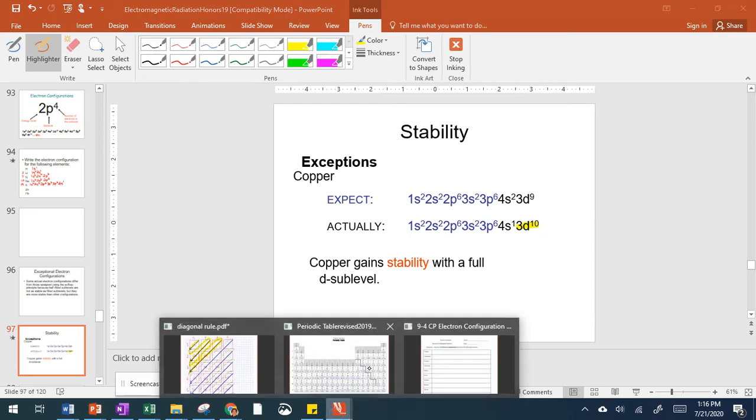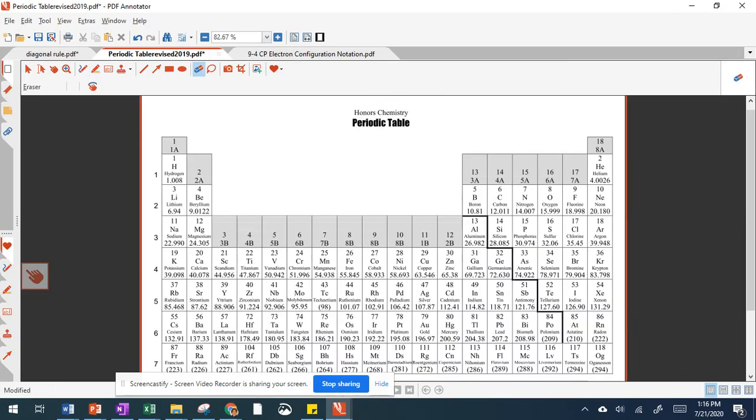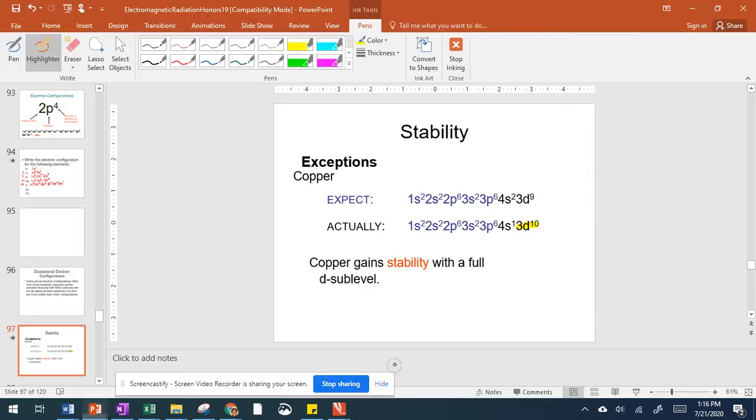This is very stable. So it'll shift an electron from the S to the D to make that very stable configuration. So on your periodic table, I want you to star group 11. We see this with copper, silver, and gold. So if I ever gave you roentgenium, we'd also see it with that. So let's go back.